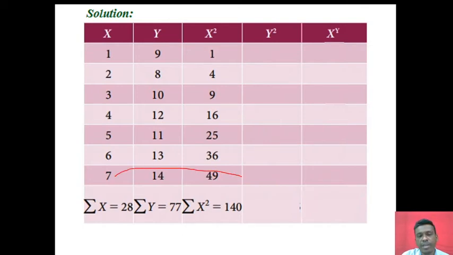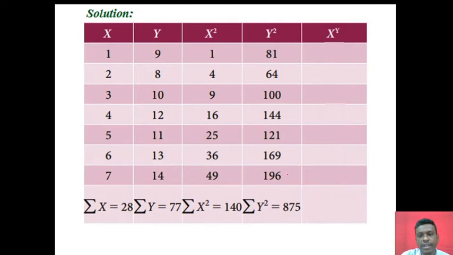7 into 7, similarly you will get 49. Similarly y square, 9 into 9, that is 81. 8 into 8, y square is y into y, so 8 into 8 is 64. 10 into 10 is 100, and so on. So just write down whatever you get and add up all those. Once you write it down you will get all these values and your total summation y square is 875.